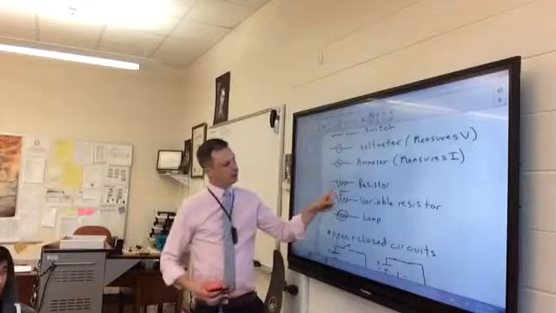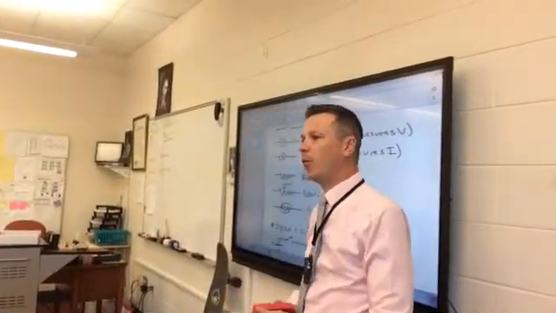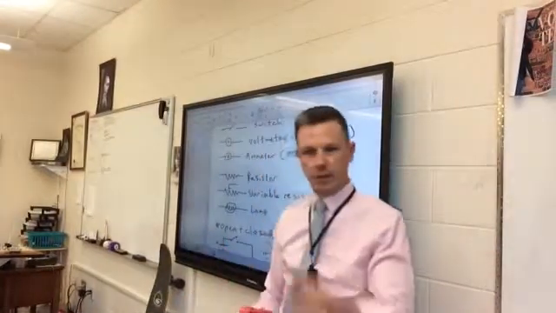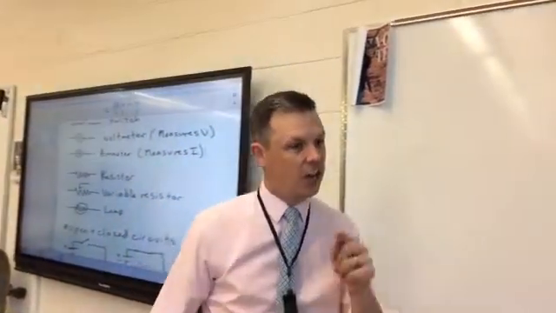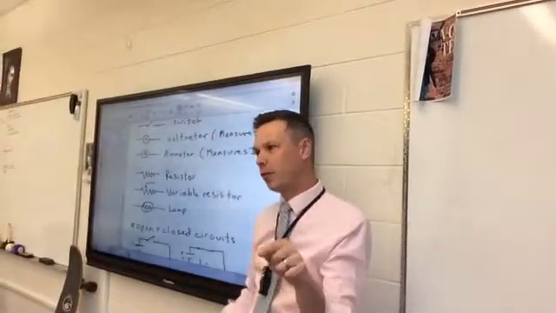There's these little things that have little squiggly lines like that. That is called a resistor. And what a resistor is, it resists the flow of electrons. When it does that, it converts some energy from electrical energy into some other form of energy.